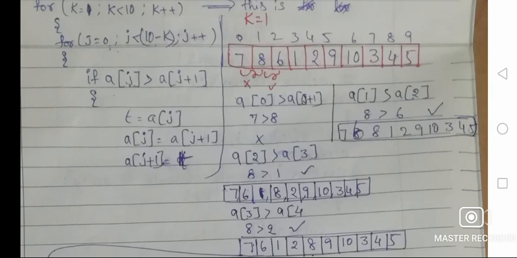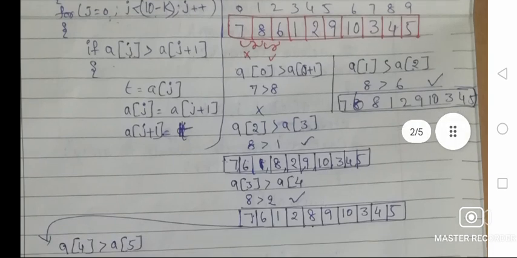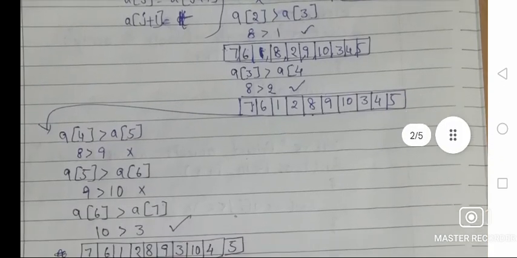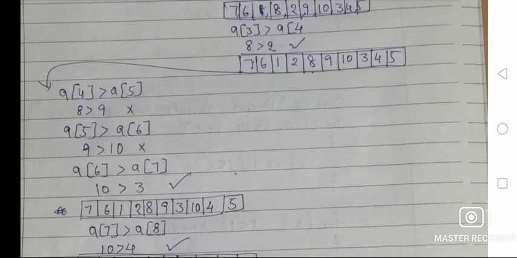Again we are checking the condition a of 2 greater than a of 3. So 8 greater than 1, this condition will true and it will exchange the values. New array will be displayed like this: 7, 6, 1, 8, 2, 9, 10, 3, 5. Again we are checking the condition a of 3 greater than a of 4, 8 greater than 2. This condition will also be true and our new sorted array is here. Our positions are exchanging. 8 will be goes to the 4 position and 2 will become third position. So 7, 6, 1, 2, 8, 9, 10, 3, 5. Again we have to check the condition a of 4 greater than a of 5.